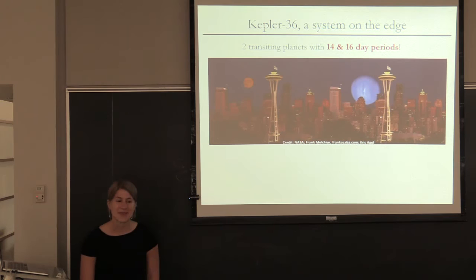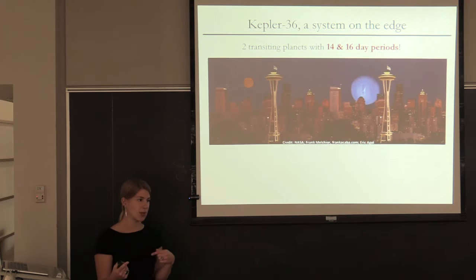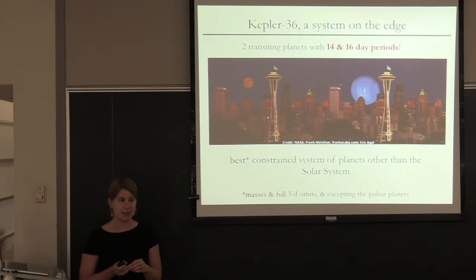But yeah, another way to think about how close they are is that at closest approach, the distance between them is only 5 times the distance between the Earth and the Moon. So they're interacting very, very strongly. Another really interesting thing about this system, a consequence of their orbital dynamics, is that it's the best constrained planetary system we know of in terms of masses and full three-dimensional orbits, outside of the solar system.